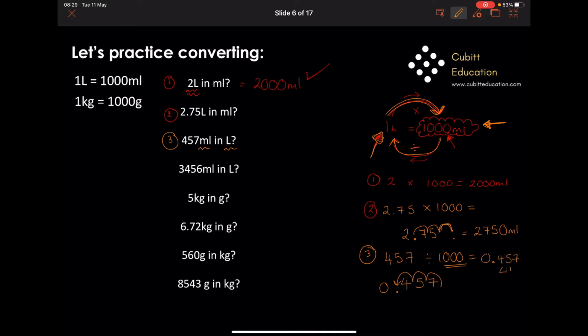0.457 litres. Okay. Now that makes sense because you need 1,000 millilitres to make 1 litre, and we only have 457 of them. So you wouldn't have a whole litre.